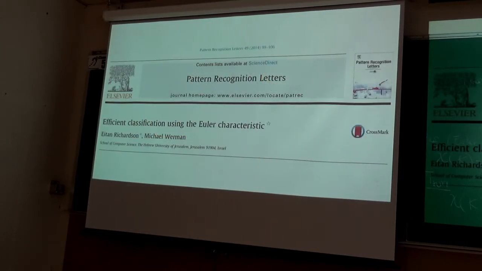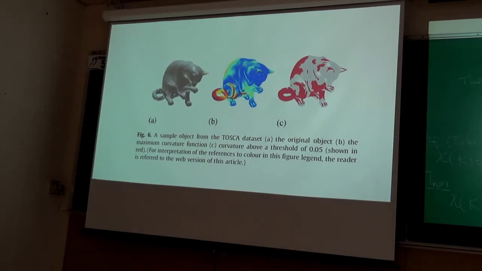The next application is from computer science and sort of machine learning and computational geometry. And it's from this paper, I think it's 2014. So this is efficient classification using the Euler Characteristic. So now, instead of Betti numbers, they're going to compute the Euler Characteristic, which is simpler to compute, right? It's just counting simplices, edges, faces, and so on. So what do they do?